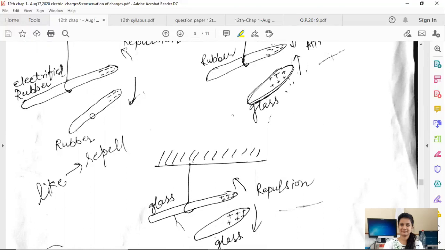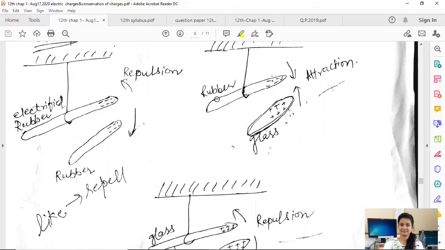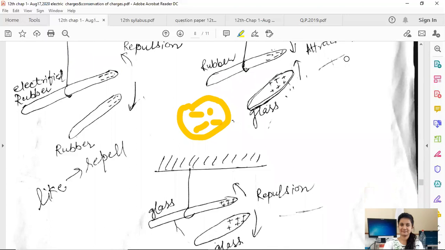If we bring another rubber rod closer to this rubber rod, repulsion between the two rubber rods is found. When this rubber rod is brought near a glass rod, which was previously rubbed with a silk cloth, the silk cloth gained electrons and became negatively charged, and the glass rod, due to removal of electrons, becomes positively charged. So when this glass rod comes near the rubber rod, there occurs an attraction between the two rods. So we can conclude that like charges repel each other and opposite charges attract each other.